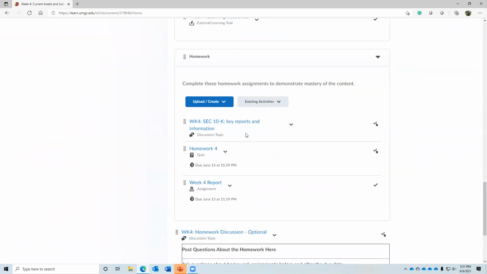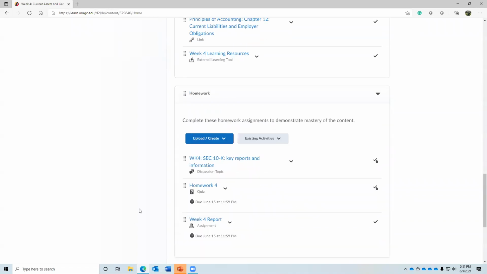Always fun. You know what's fun with that one is when you look through your 10K reports, take a look at the management discussion and analysis. That area is always entertaining to read on a 10K report. Basically, it's management talking about the direction of the company. I think you'll have your homework assignment and your weekly report. And that's it. Should be a pretty easy week, hopefully.